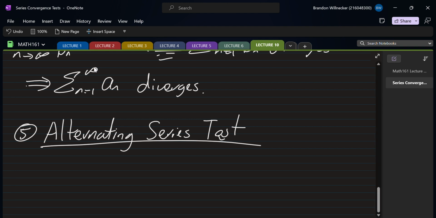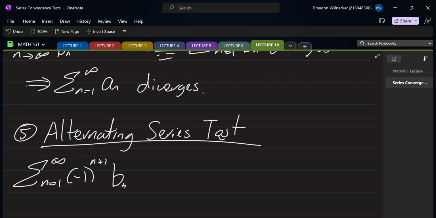Okay, so here if we have an alternating series, this means it goes positive, negative as we go down the line. So we can write it as minus 1 to the n plus 1 times bn. We see here if n is 1, then it's minus 1 squared, so it's positive. If n is 2, then it's minus 1 cubed, which is a minus, so we get a minus bn, and then it alternates between positive and negative. A few conditions: bn must be positive and decreasing.